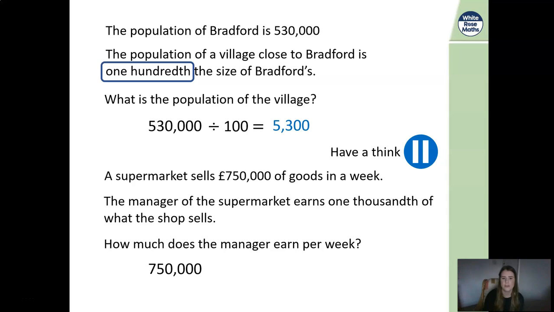So we have 750,000. Okay, that's how much is sold at that supermarket. Now, again, this is a language question. So the amount of the supermarket is 1,000th. So 1,000th is our key language here that's going to help us identify what we need to do. Now, if it's a thousandth, we know that it is a fraction of amount, so 1 over 1,000. Therefore, we know we are dividing. So we are looking for a smaller number. So we need to make 750,000 1,000 times smaller. So we're going to divide it by 1,000, move it 3 digits to the right. Our answer is going to be £750.